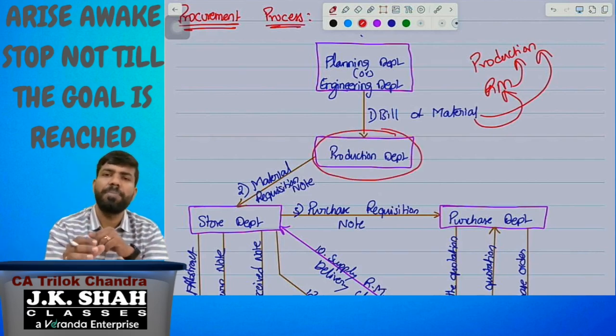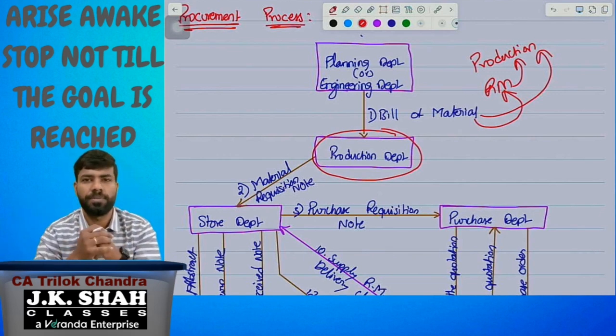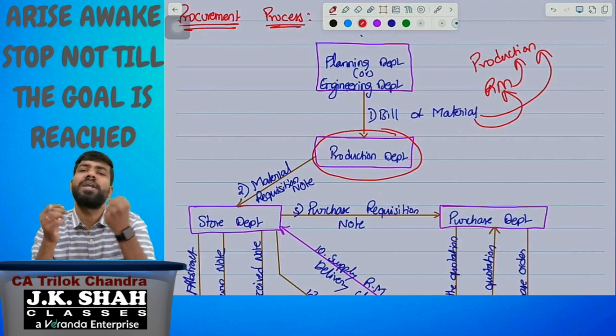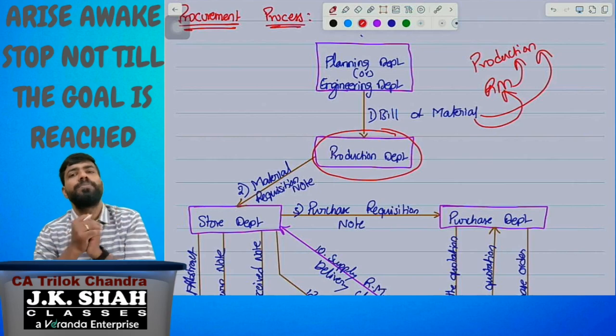In the production department, there will be a production manager. According to the bill of material, the production manager has to produce the products. If you want to produce the product, first you need to consume the raw material. From where can he get the raw material? From the storeroom.